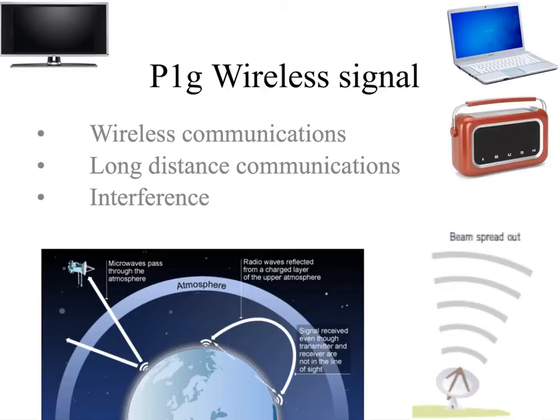This is a physics tutorial for OCR Gateway Physics GCSE, and we're looking at P1G wireless signals. In this tutorial we're going to cover wireless communications and long distance communications and interference.